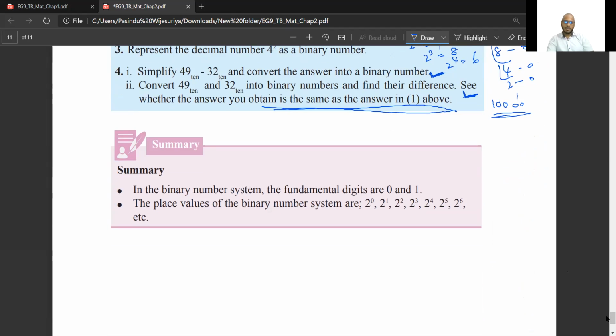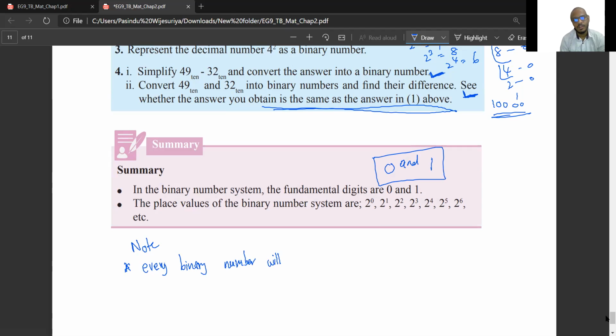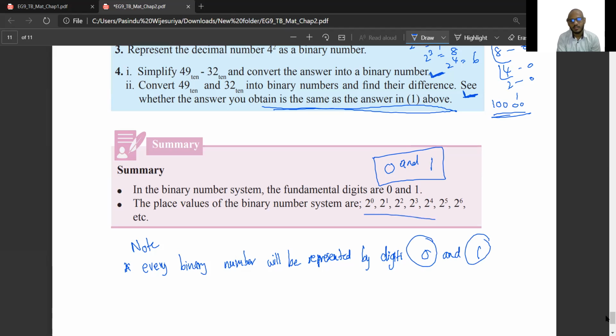In the binary number system, the fundamental digits are 0 and 1. That is a very important thing that you have to remember. Every binary number will be represented by digits 0 and 1. This is very important. The place values in binary number systems are, yes, this is something that you all should know. So always start taking 2 to the power 0, 2 to the power 1, 2 to the power 2, 2 to the power 3. It's continuous. It's pretty much it.